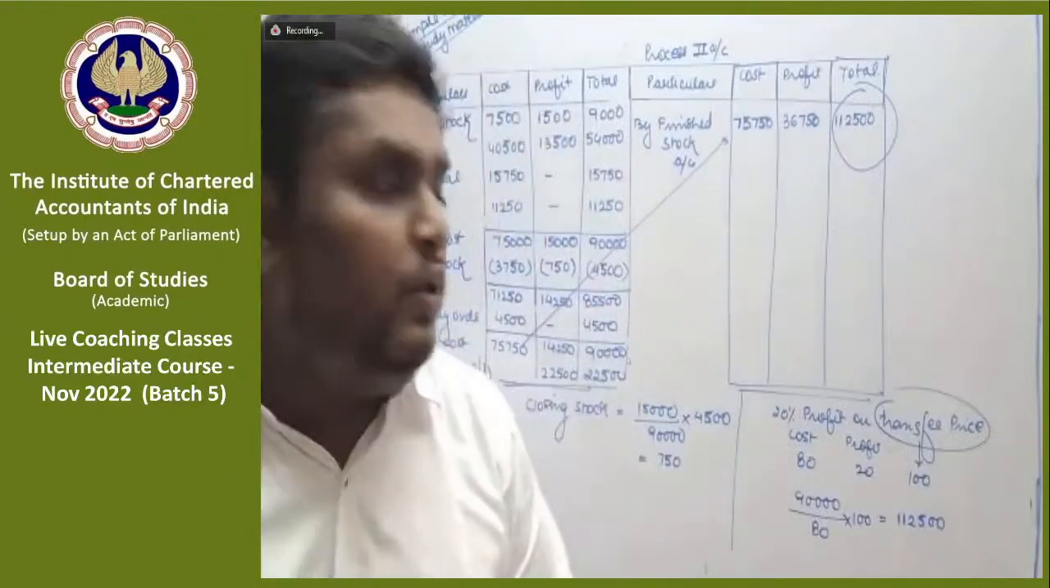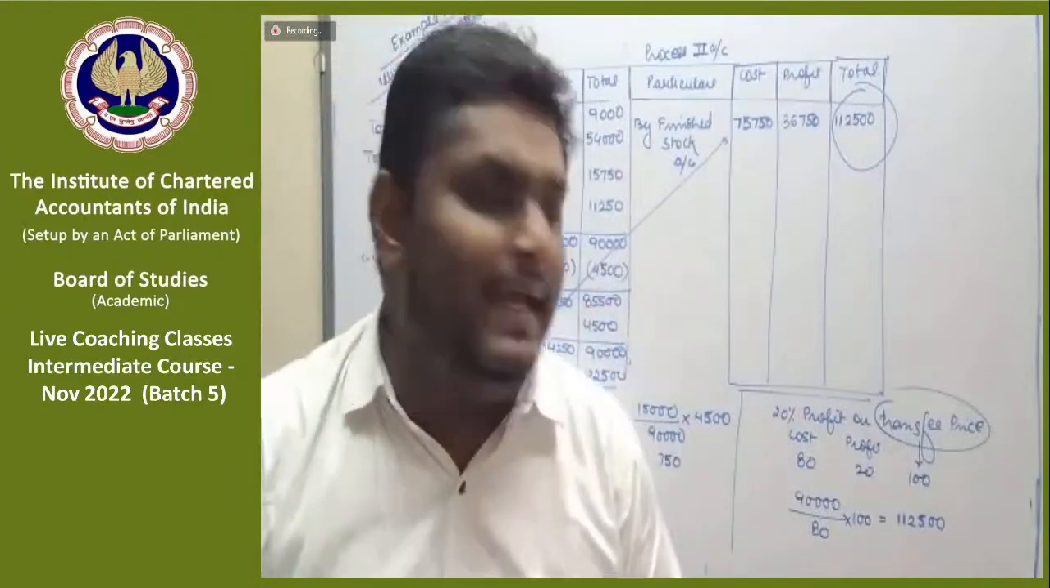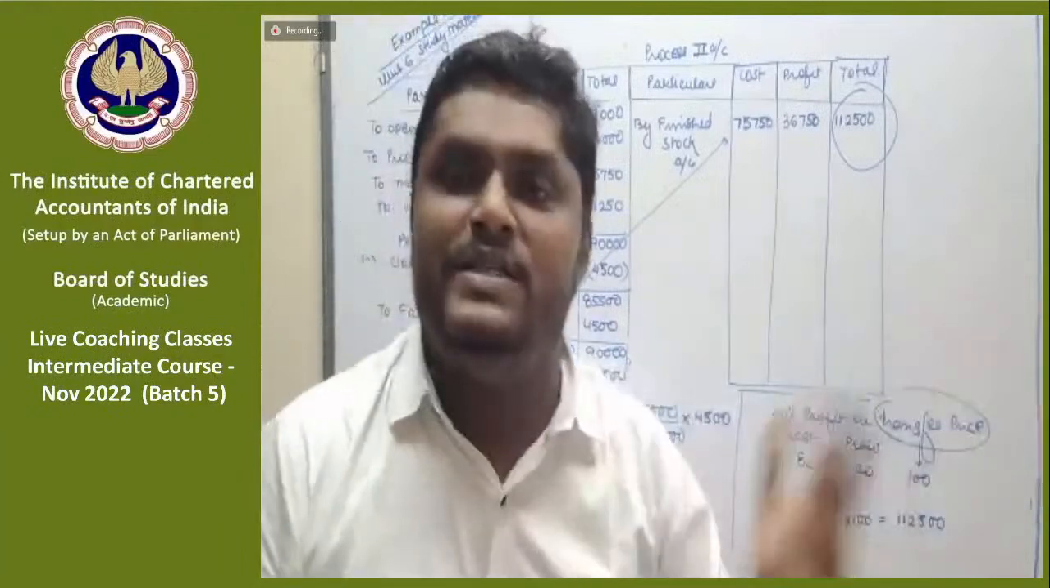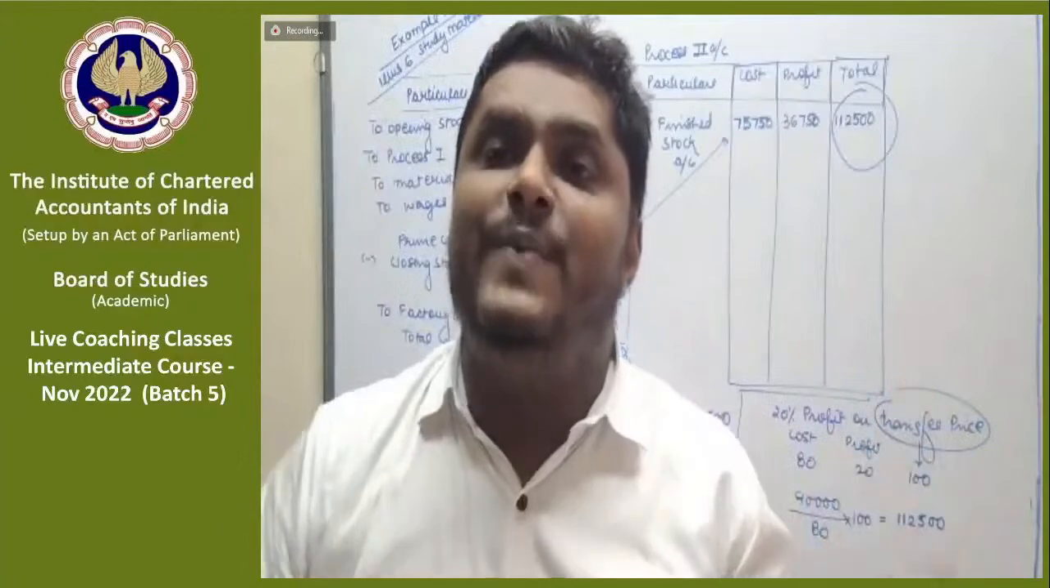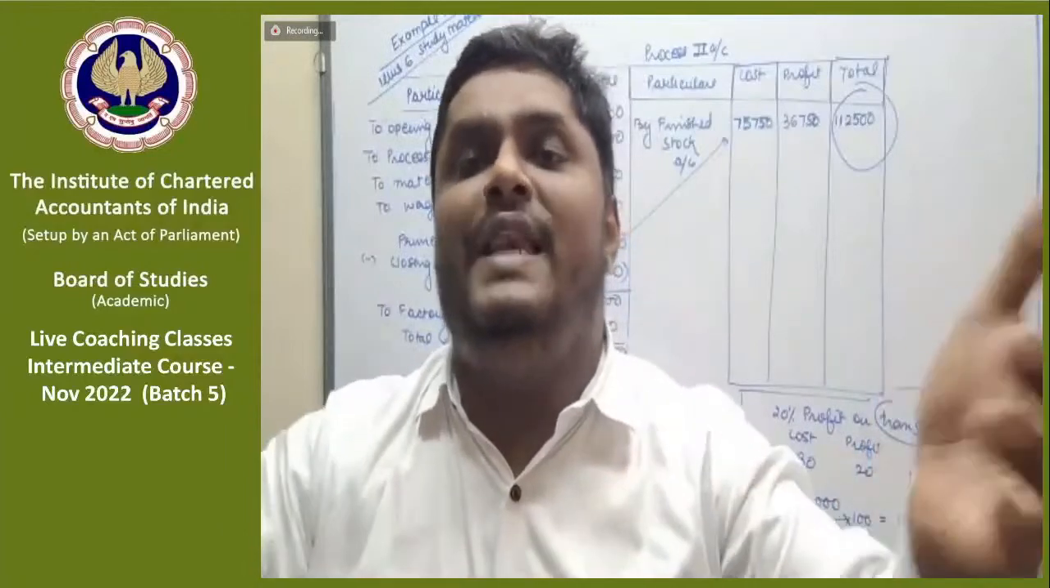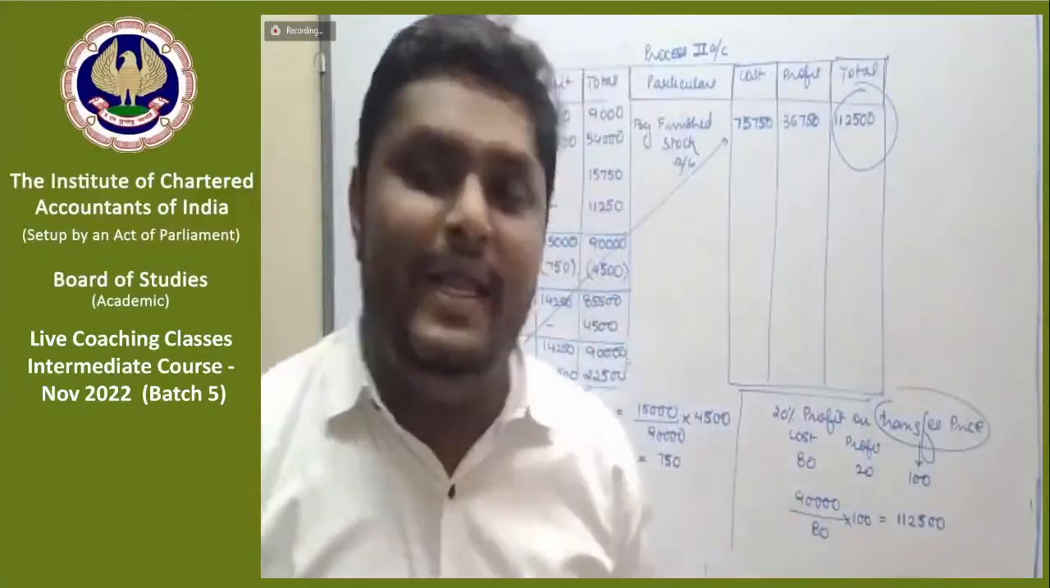I hope, Madhuri, your doubt is resolved. I repeat again, it is 20% profit on transfer price. So selling price is 100. 20 is my profit. So how much will be the cost? Selling price minus profit, cost will be 80.